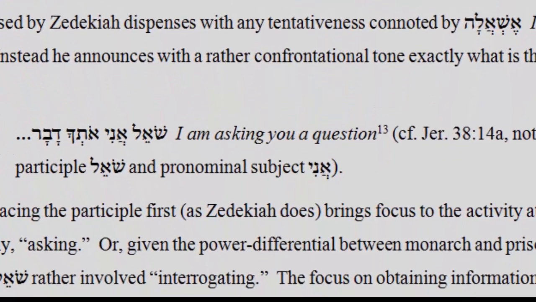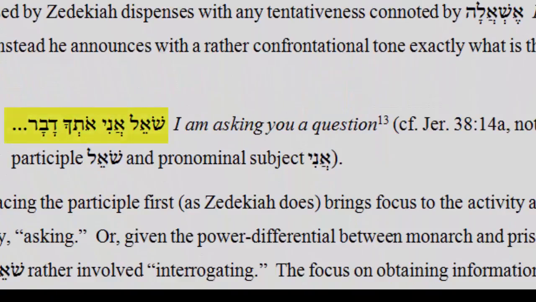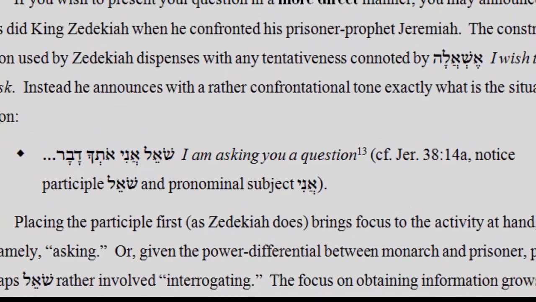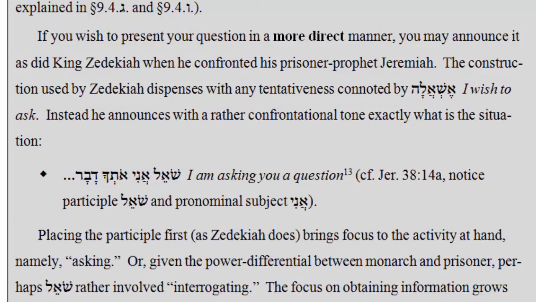Another expression we find in the Hebrew Bible for presenting a question is this: Shoel ani otcha davar. Now we should note that the tone for this particular statement is more forceful, and as you read the article and pick up on the context and the speaker, in this case King Zedekiah, addressing the prophet Jeremiah, you will appreciate that this is a more forceful presentation.